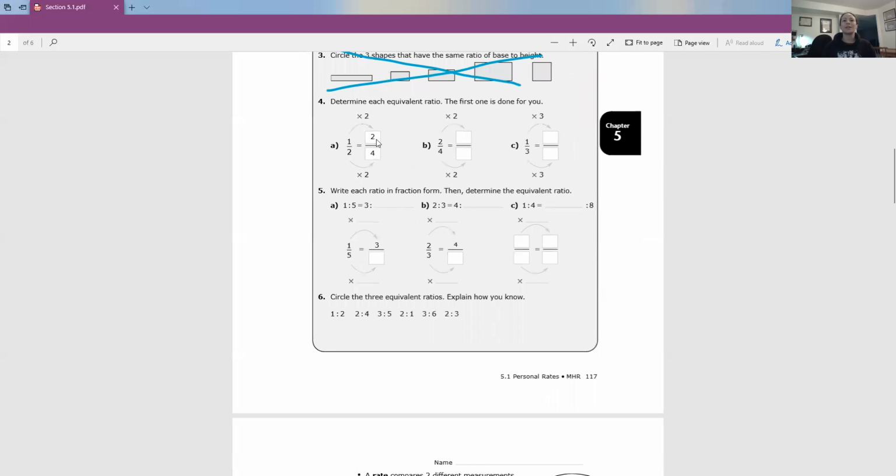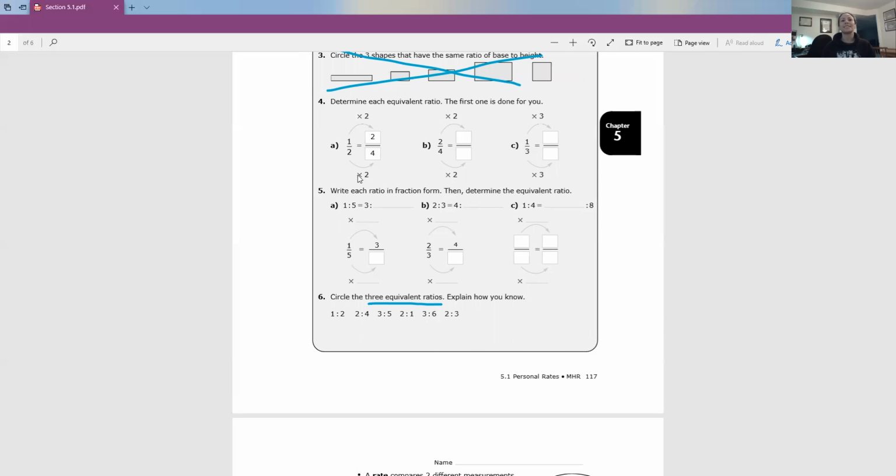And then when we get to questions 4, 5, and 6, we start looking at fractions. I do actually want you to do question 6 first because we're still talking about ratios. So it says circle the 3 equivalent ratios. Find the ratios that are identical, and there should be 3 of them, and you can circle those, okay? At the end, maybe write a quick little sentence about why you know.